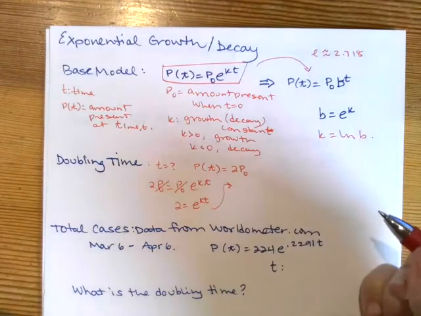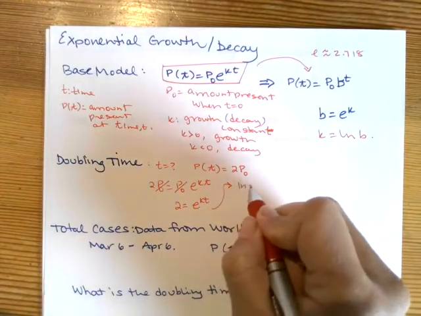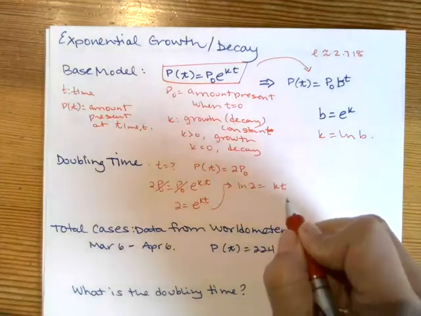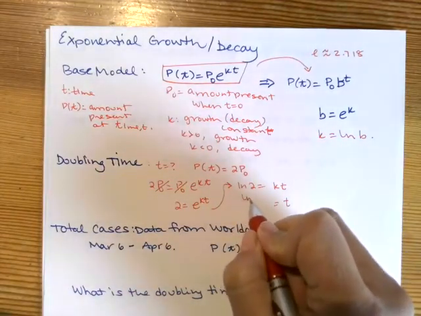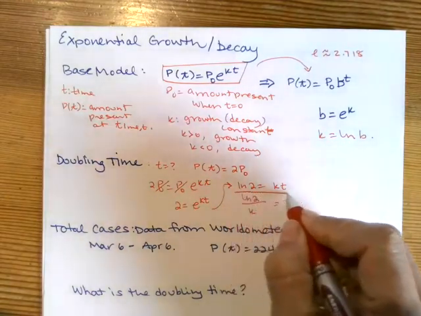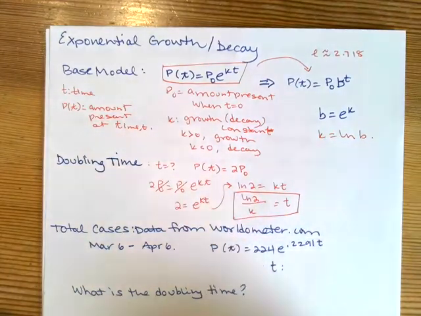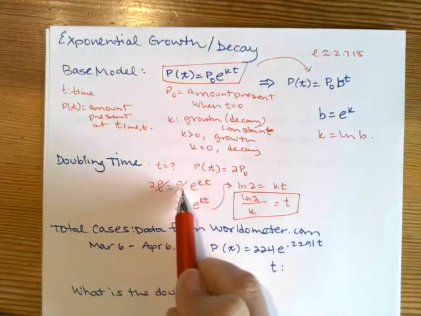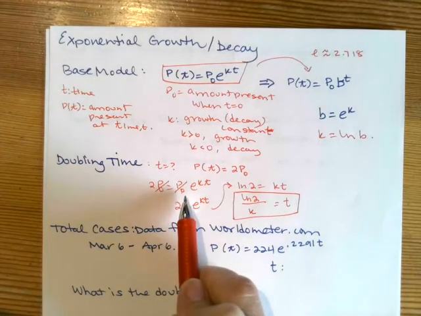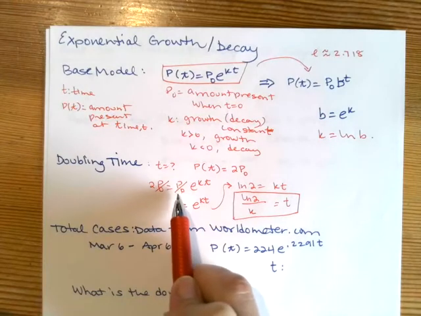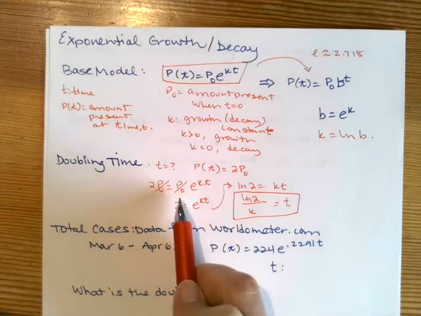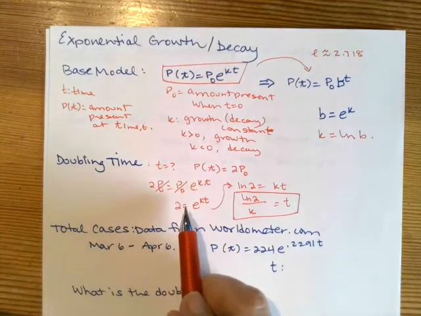To do that we'd need a natural log. Natural log of both sides leads us to here, and then solving for t, the doubling time is the natural log of 2 over k. So again, it doesn't matter what your initial amount is. If you start with 10, the amount of time it takes to double to 20 is the exact same amount of time it would take to go from 100,000 to 200,000.